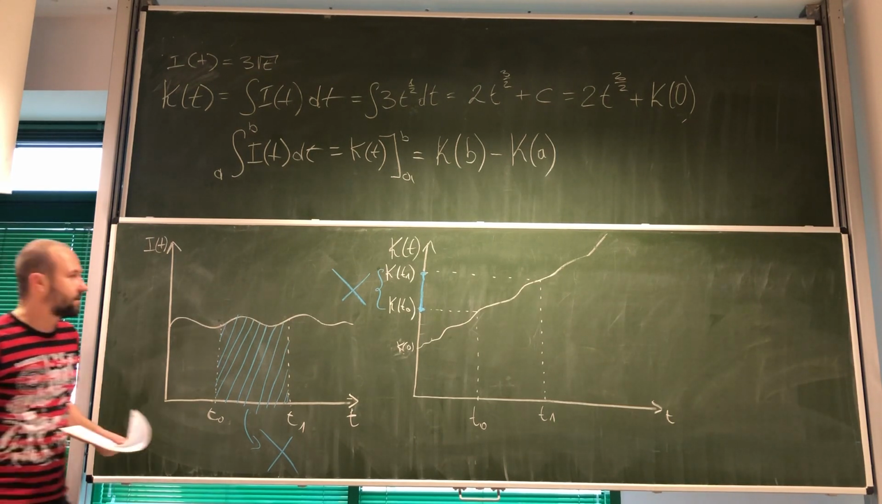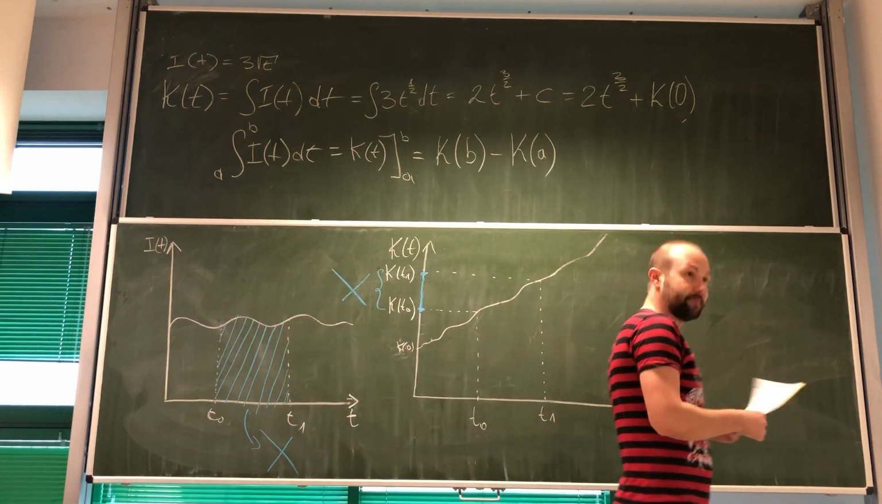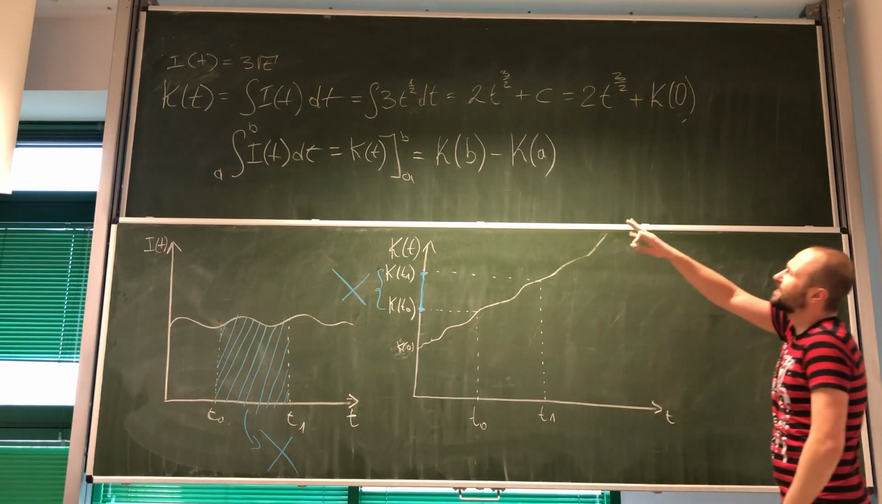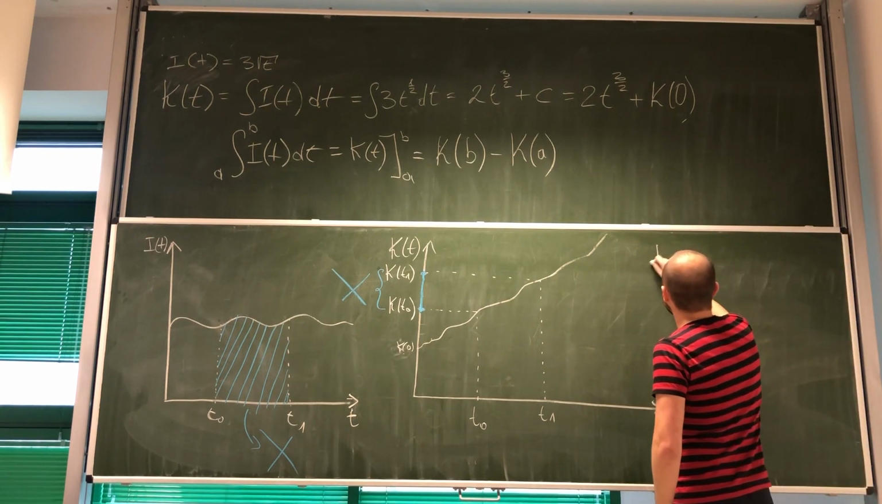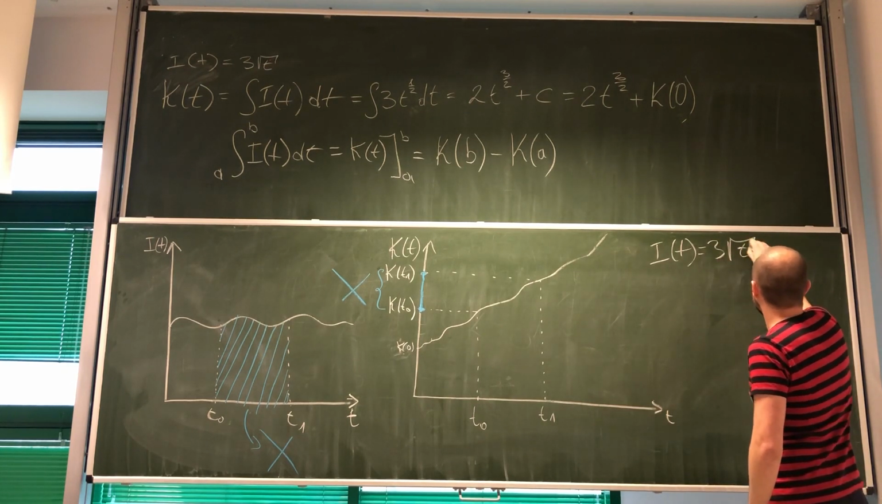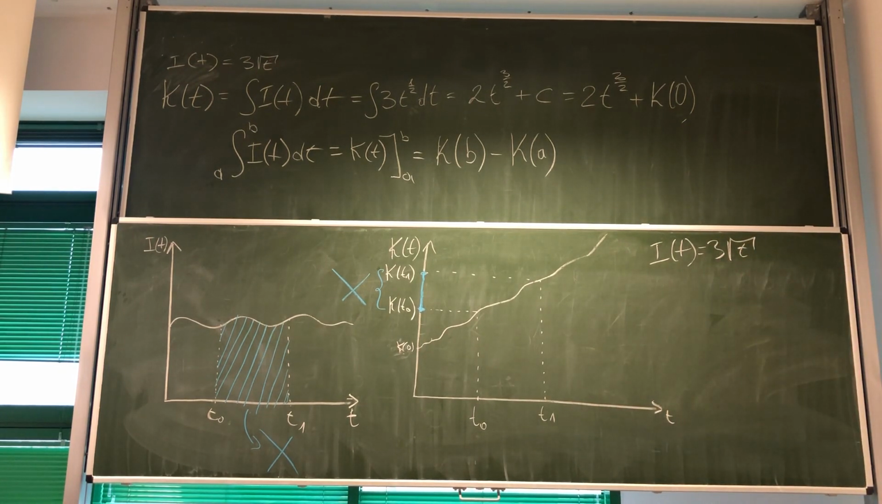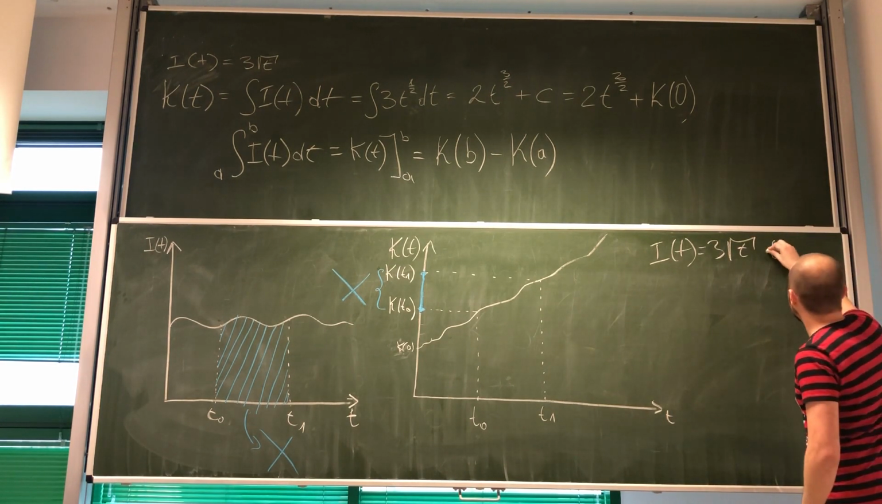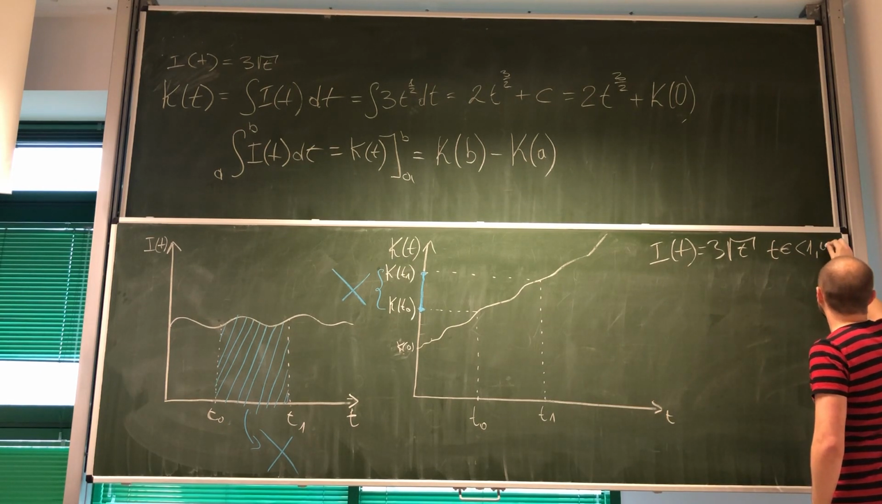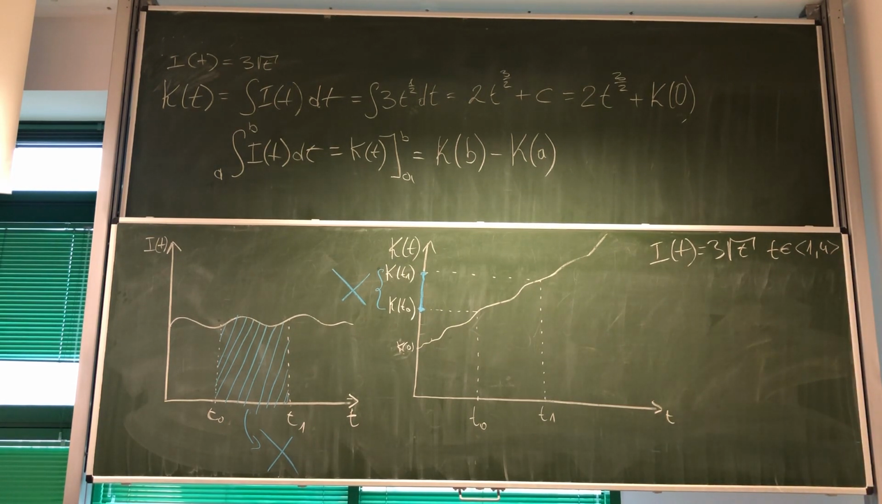Okay, again, let's illustrate this with a very simple example. Actually, let's use the same one. But now, let's just say that the investment function is still equal to 3 times square root of t. But this time, we are interested in how much capital was accumulated from, let's just say, the 1st to the 4th year.